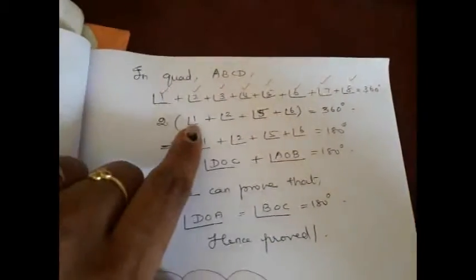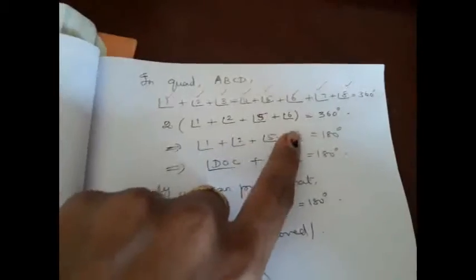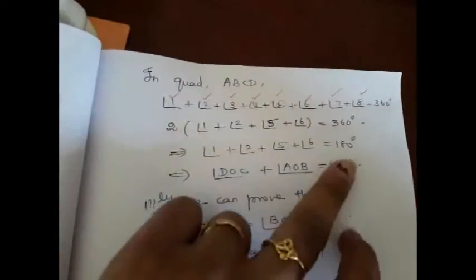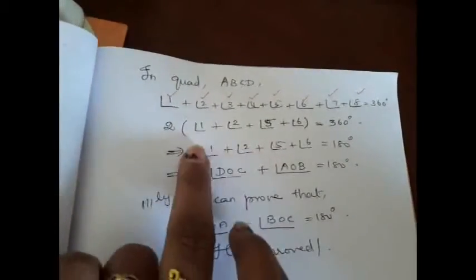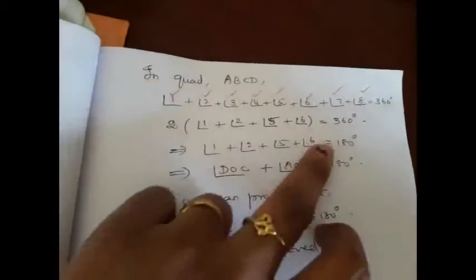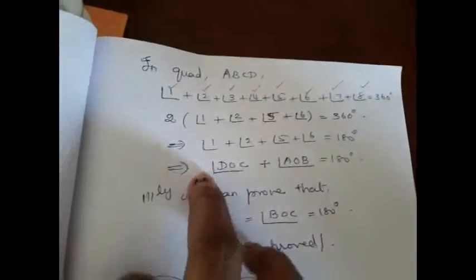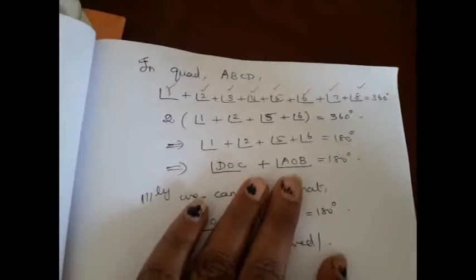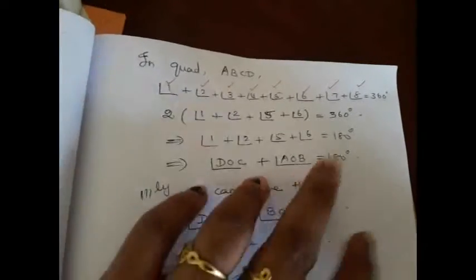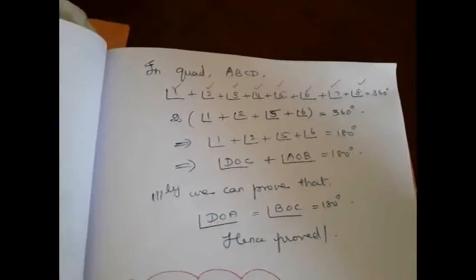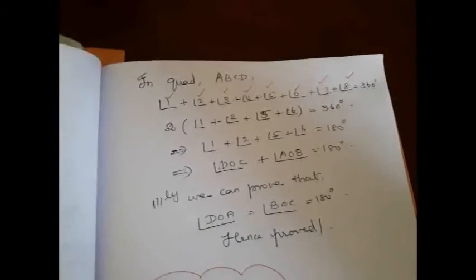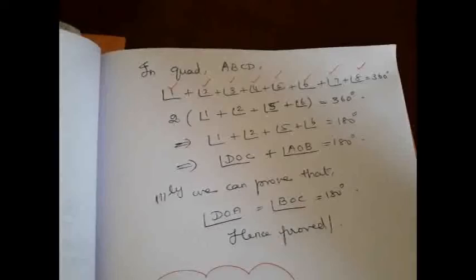So 2 into angle 1 plus angle 2 plus angle 5 plus angle 6 equal to 360 degrees. So bring this 2 to the other side. So it is going to be 180. 1 plus 2 is nothing but DOC. 5 plus 6 is nothing but AOB. Thus we proved the opposite angles. The angles subtended at the center by the opposite sides of a quadrilateral are supplementary. Right? Hope you understood. And if you have any doubts, you can ask me.